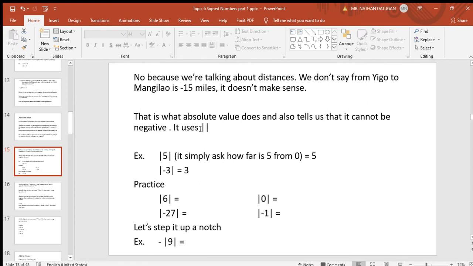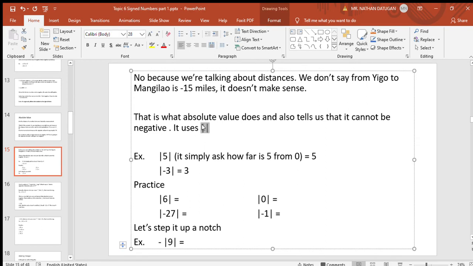So absolute value uses the symbols of 2 straight dashes. This is not 1. It's larger than 1. So if you compare it, 1 is this height and absolute value is this height. So you can see that the absolute value is way longer than a 1. So example, what is the absolute value of 5? It's basically asking how far is 5 from 0? Well, 5.